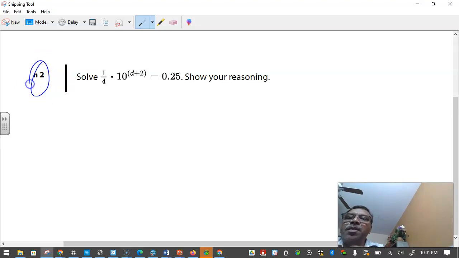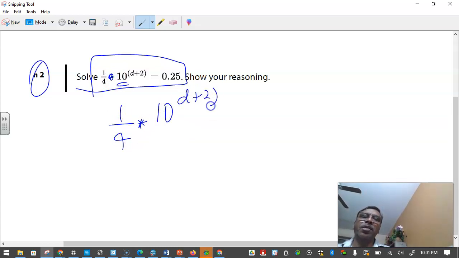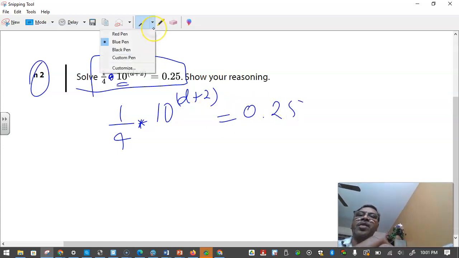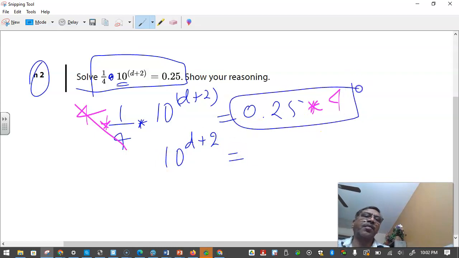Question number 2, solve. So how do we solve this? The first thing we can do is there's a 10 base here, so we don't want anything before that. So let me write neatly. So 10 raised to d plus 2 equals 0.25. First thing is I want to get rid of the fraction, and the only option is multiply by 4 this side, multiply by 4 this side. This goes away, and you are left with 10 raised to d plus 2. And when you multiply, 4 times 0.25 is 1.